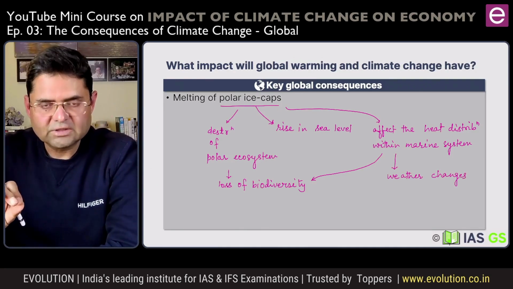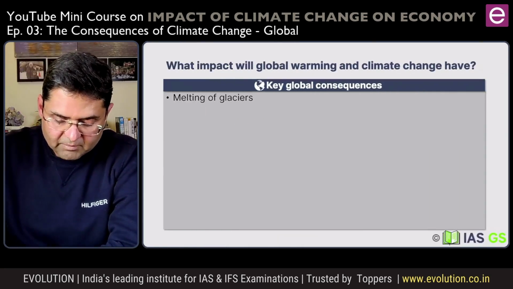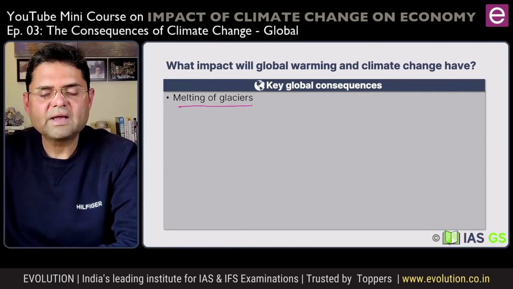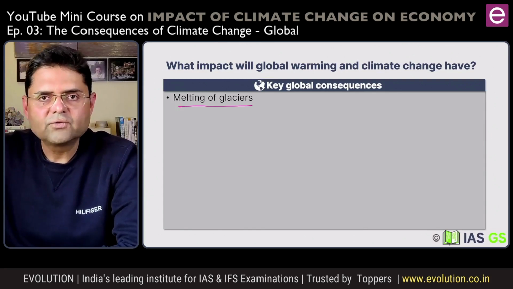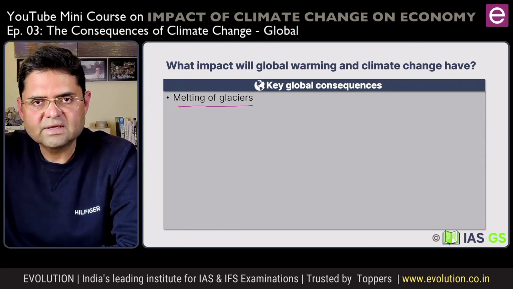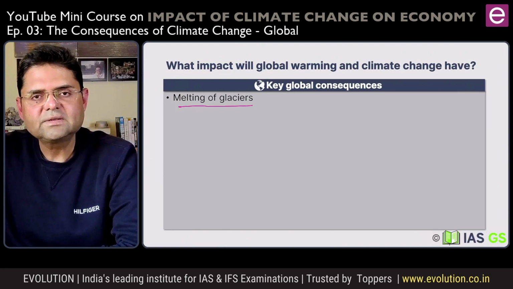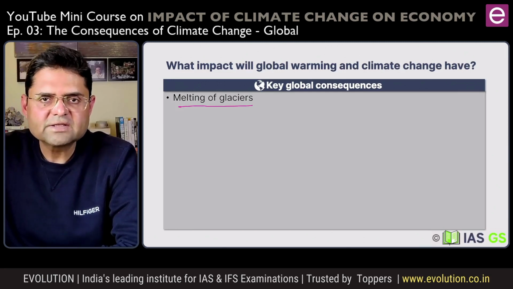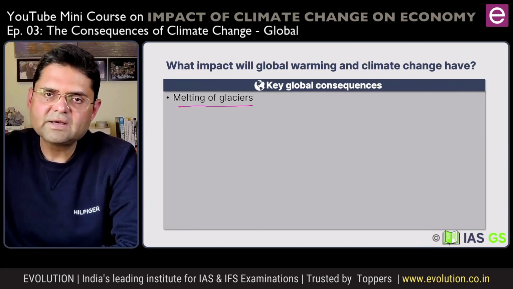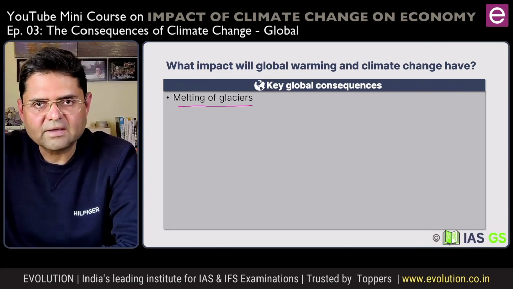So we have seen two consequences: sea level rise and melting polar ice caps. Melting of glaciers, and Himalayan glaciers are also included there, is going to have disastrous consequences for the rivers which depend on these glaciers. That also includes our river Ganga. So what happens is that when the glaciers are melting, to begin with, the rivers will be experiencing more water. But eventually the melting glaciers will be receding.